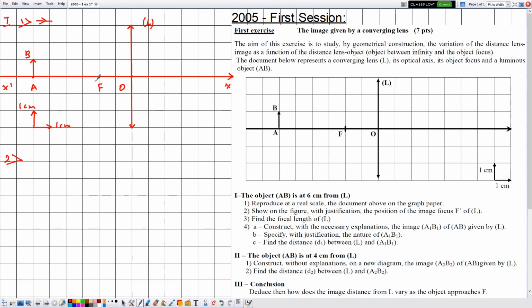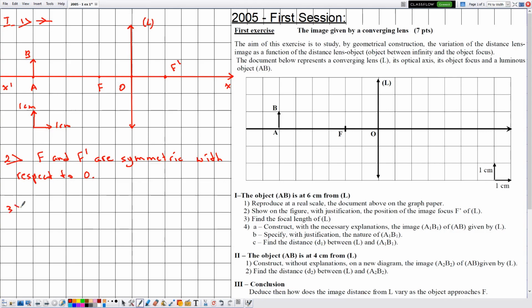So whenever we know the position of the object focus, we can directly deduce the position of the image focus because f and f prime are symmetric with respect to O. So because f is located 2 divisions away from L, therefore f prime will be located 2 divisions also away from L behind the lens.